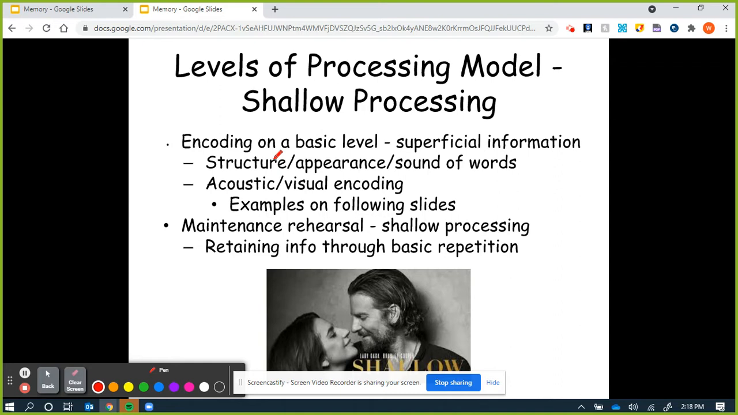Okay, and another term for this, how we often use this type of memory aid, is called maintenance rehearsal. Maintenance rehearsal is basically just repetition of something. Works sometimes if you're just trying to memorize the quadratic equation, right? But it is going to give you a very, very base level of knowledge of whatever it is, and you're not going to retain it for as long.